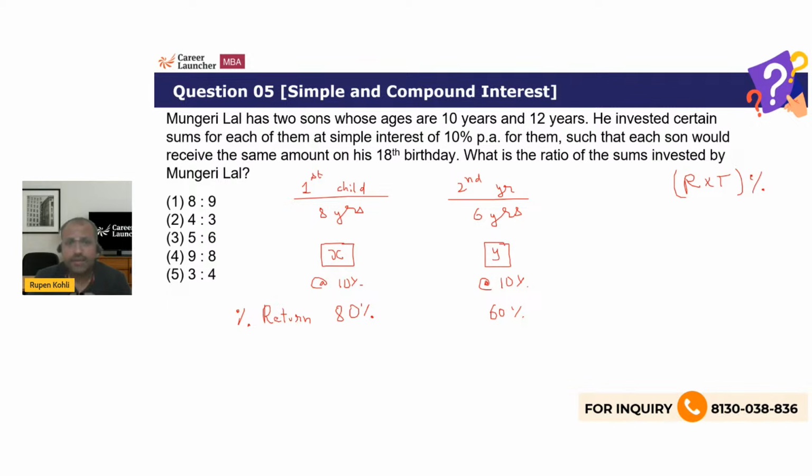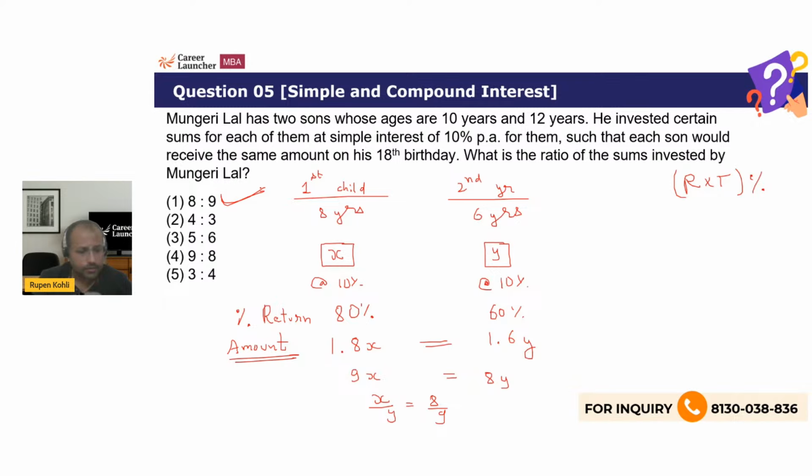So if X and Y were invested, the final value of their investment for the first child, based on 80% increase on X, will be 1.8 times X, and for the second child it will be 1.6 times Y, which need to be the same, right? And therefore 1.8x is 1.6y, or 9x is 8y, if you multiply with 5 on both sides. So x by y comes to be 8 by 9. That is the ratio, right?